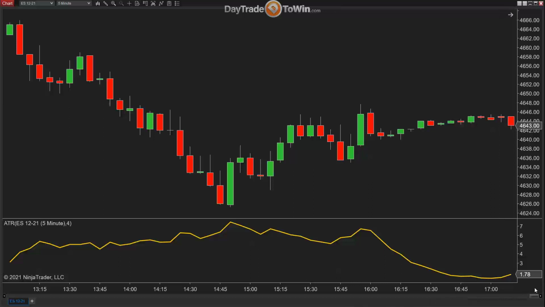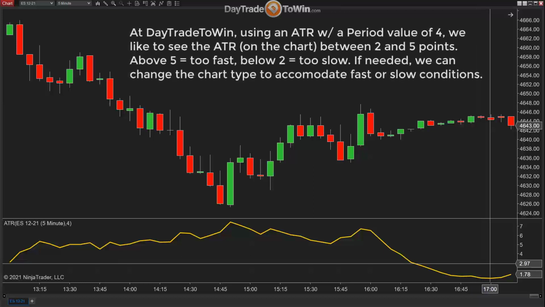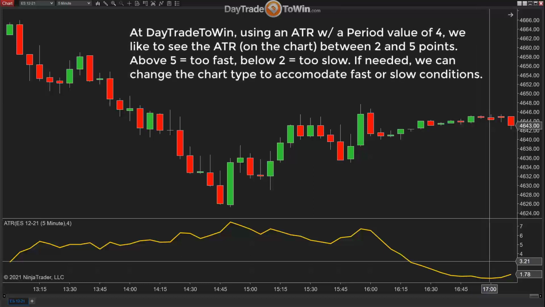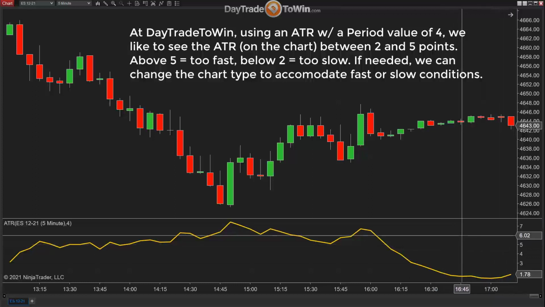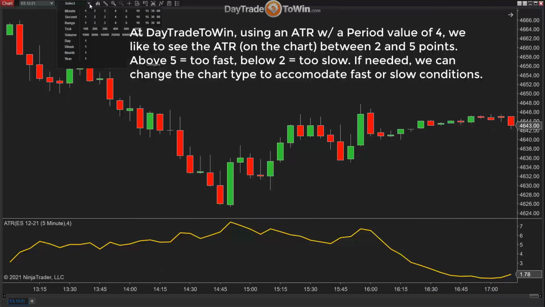Right now it's 1.78. So the market is not too volatile in terms of how we at Day Trade to Win measure the market. We look for an ATR value between 2 and 4 points to say, this is a good time to trade. If it's above 5, which is right here, that's a little too volatile for us, and we're going to switch it from a 5-minute to a 1-minute. And you can do that right up here. You can switch the time frame easily up here.